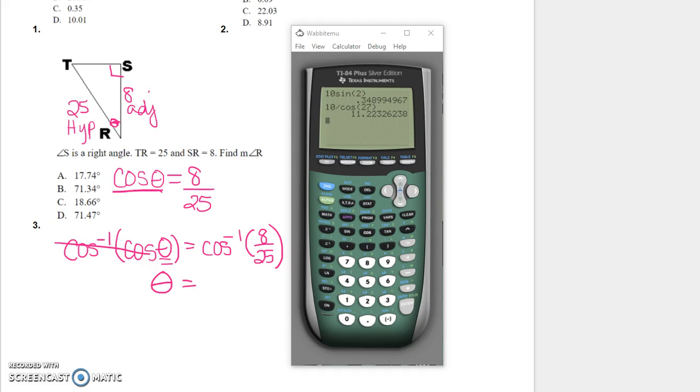So in my calculator, I have the inverse cosine. It's above cosine in blue, so I have to hit my blue button first. Blue button, cosine, and see now I have that cosine of -1. And then I type in my fraction, 8 divided by 25, and I hit enter. So that gives me an angle measure of 71.34, which is answer choice B. So whenever you're finding the angle measure, you have to do the inverse trig function.